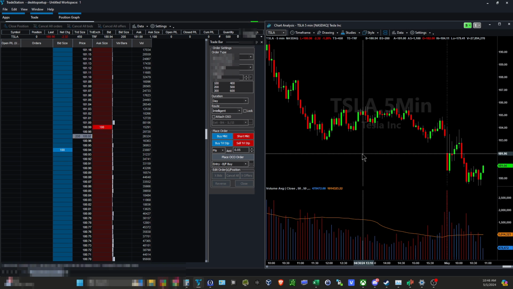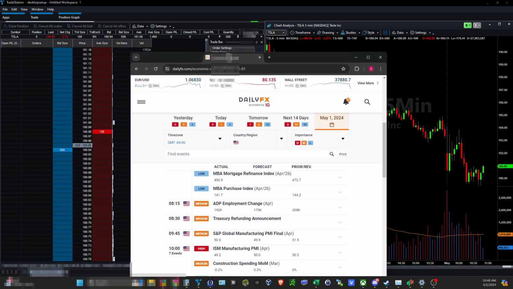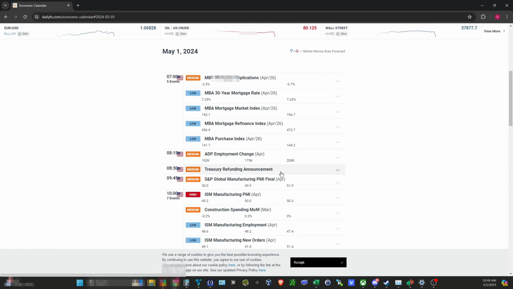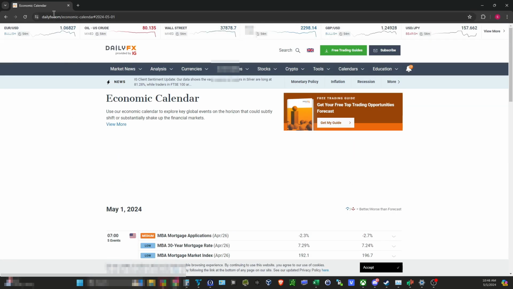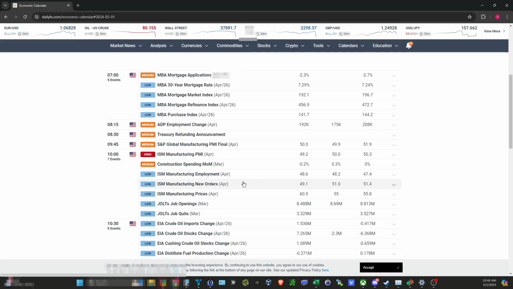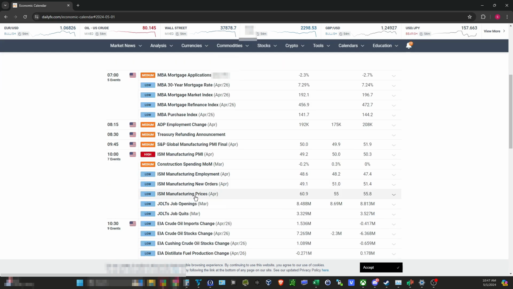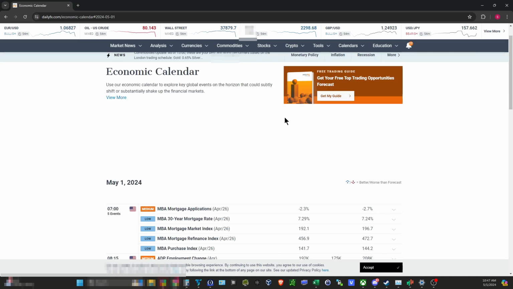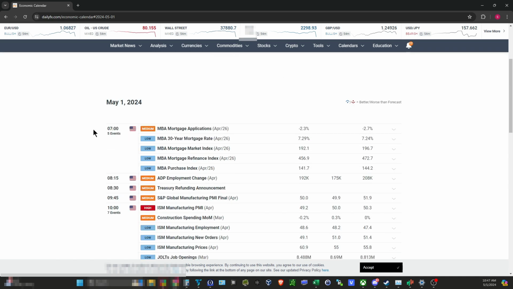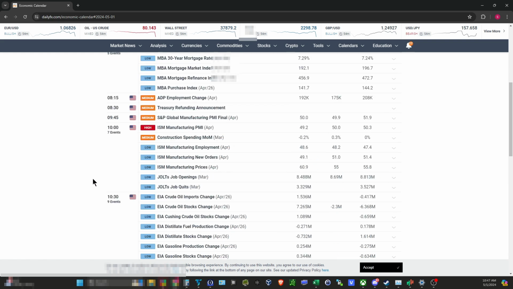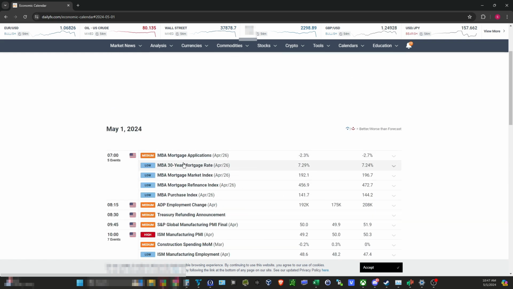That's why there are calendars like this one. Let me just bring it onto the screen. I use this all the time on this dailyfx.com. I use the economic calendar every single day to look at the events, and I look at it in advance too. I try to look a week or 2 weeks in advance, so I know what's going to happen.